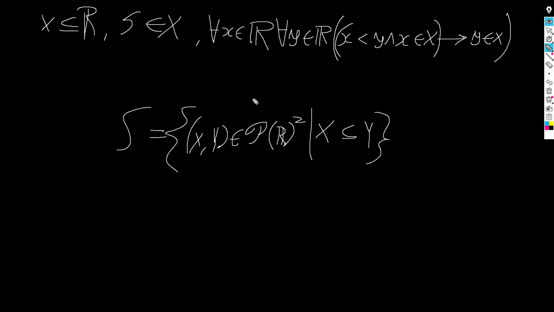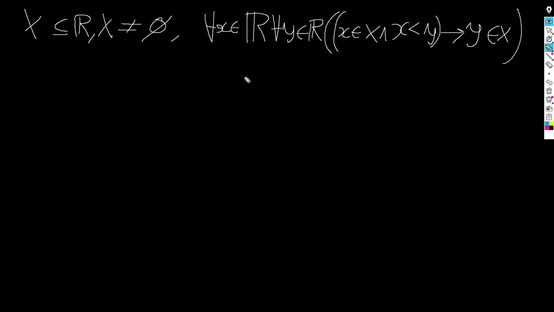So to solve this problem, we first need to realize that X is at least the set of 5. And since 5 is in X and 5 is less than every real number greater than 5, this means X must also contain every real number from 5 to infinity. So what we get is that the smallest set of real numbers that satisfies this is the closed interval from 5 to infinity.